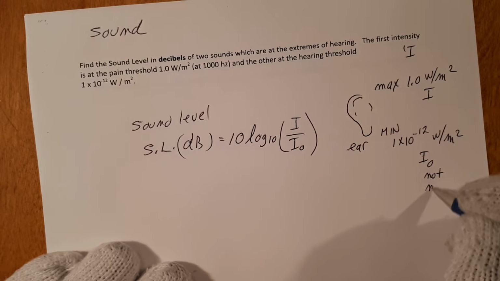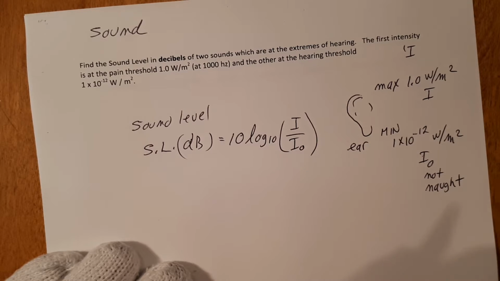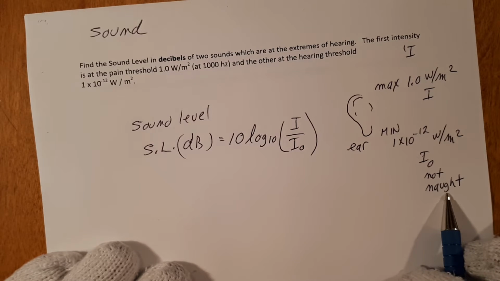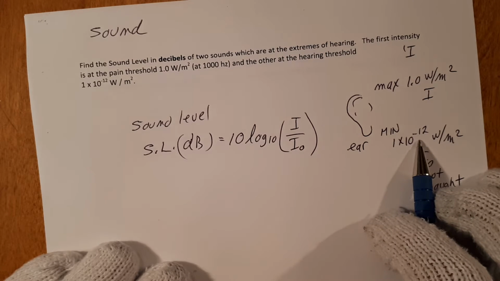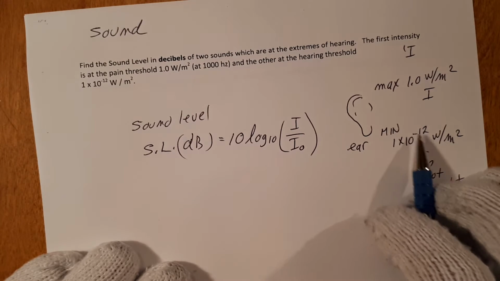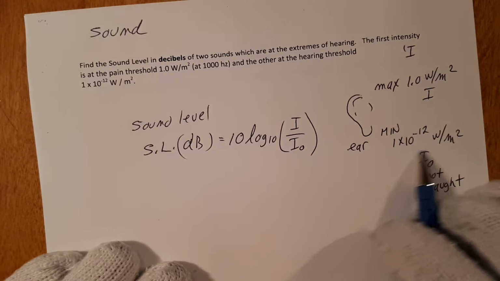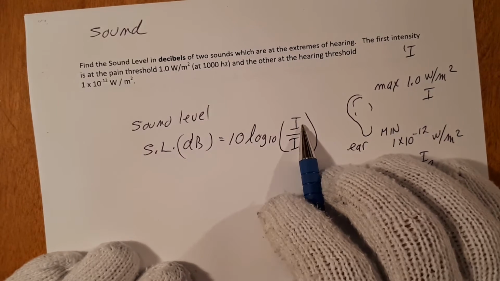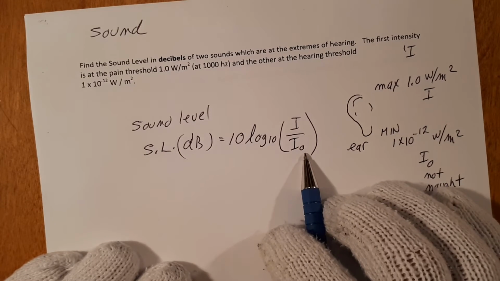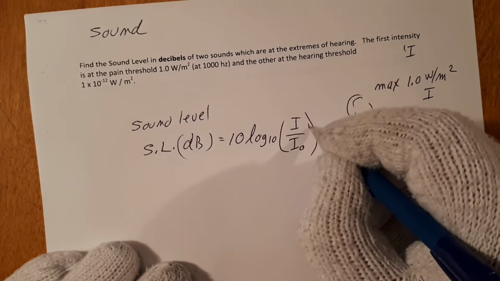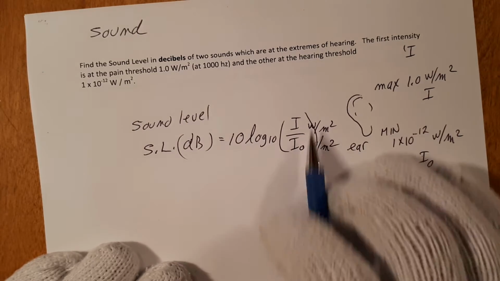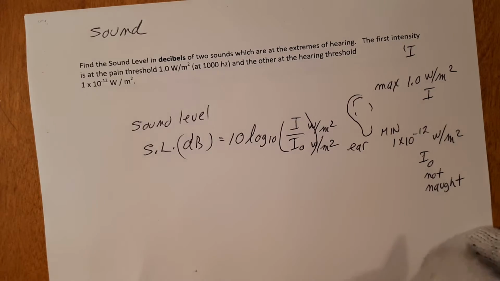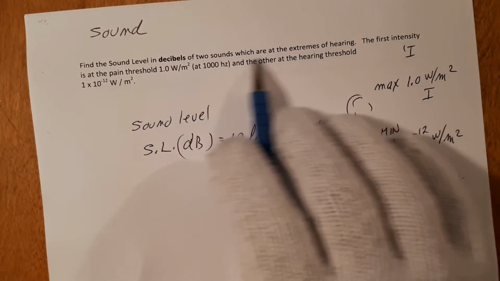And naught in Old English is a term for 0. So this is pronounced I naught. This will be the hearing threshold. And every other intensity level above I naught will be I. So our equation will look like this. And these will have units, watts per square meter.